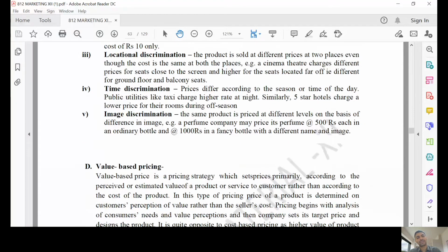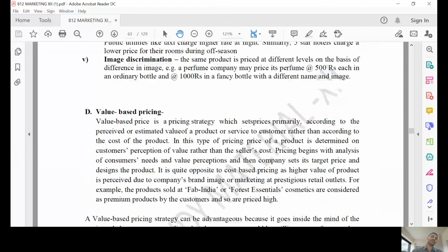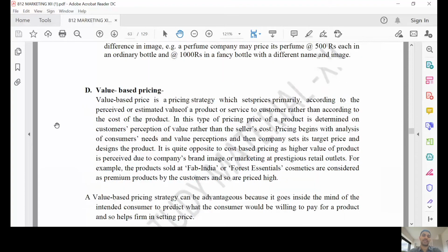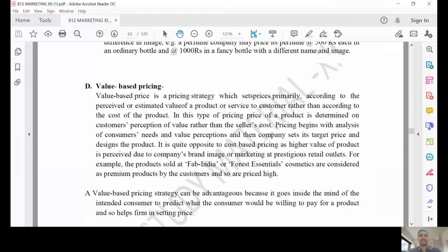So we have discussed so far 3 different methods of pricing: competition-oriented pricing, demand-oriented pricing, and cost-oriented pricing. Next one is value-based pricing. Value-based pricing is a pricing strategy which sets price primarily according to the perceived or estimated value of the product or service to customers rather than according to the cost of the product. In this type of pricing, the price of a product is determined on customers' perception of value rather than the seller's cost. So actually, customers' perception is given importance here.